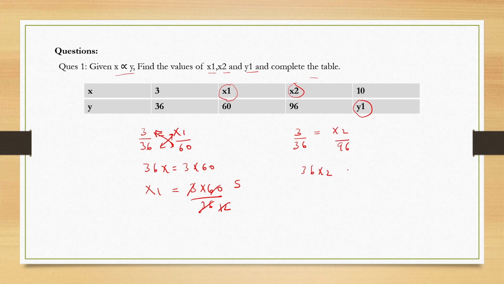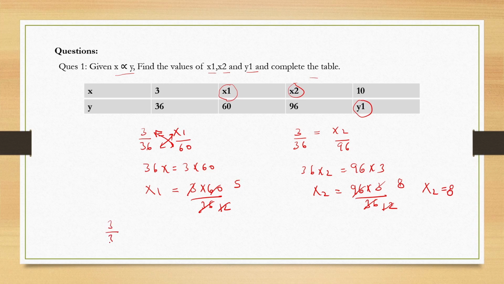36 x2 equal to 96 upon 3, or x2 equal to 96 into 3 upon 36. So again this will be divided, and the value for this one is 12 into 8. Okay, so the value of x2 is 8. Now we have to find out the y1 value.